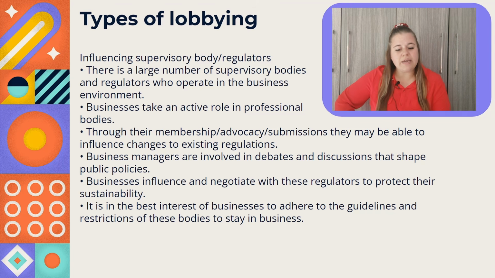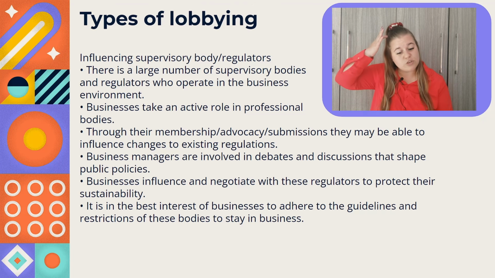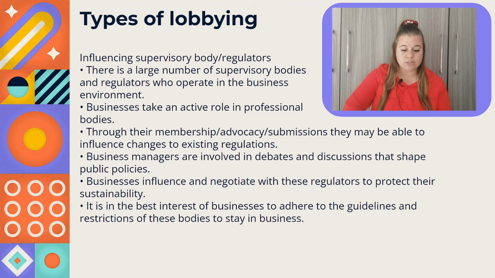Then the third one, influencing supervisory bodies and regulators. Another nice question. They might ask you to outline the three types of lobbying, which will be these three. Remembering, outline is name and explain. So, there is a large number of supervisory bodies and regulators who operate within the business. Businesses take an active role in professional bodies. Through their membership, advocacy, and submissions, they may be able to influence changes to existing regulations.